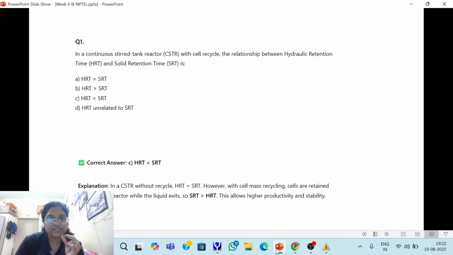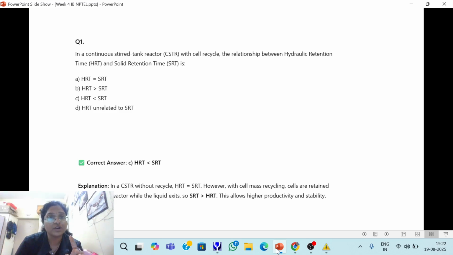So in a CSTR without recycle, HRT is equal to SRT. That is, the hydraulic retention time is equal to the solid retention time. However, with cell mass recycling, cells are retained longer in the reactor while the liquid exits. So SRT is greater than HRT. This allows for higher productivity and stability.